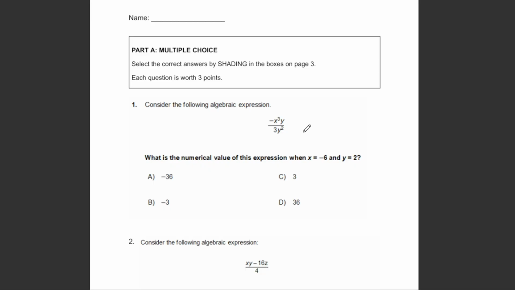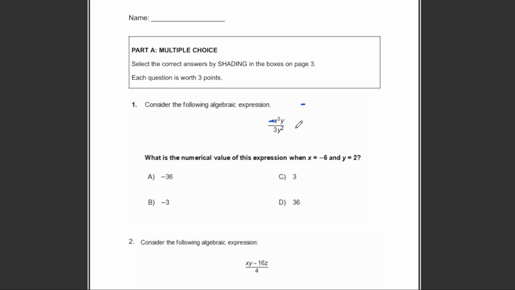but wherever we have x's, we're going to replace it with the -6, and wherever we have y, we're going to replace it with a 2. Now for these types of questions, I like to be very careful to make sure that I don't mess up the substitution step. So I'm going to use brackets just to help me out. Let's put the little negative sign here first, right there.